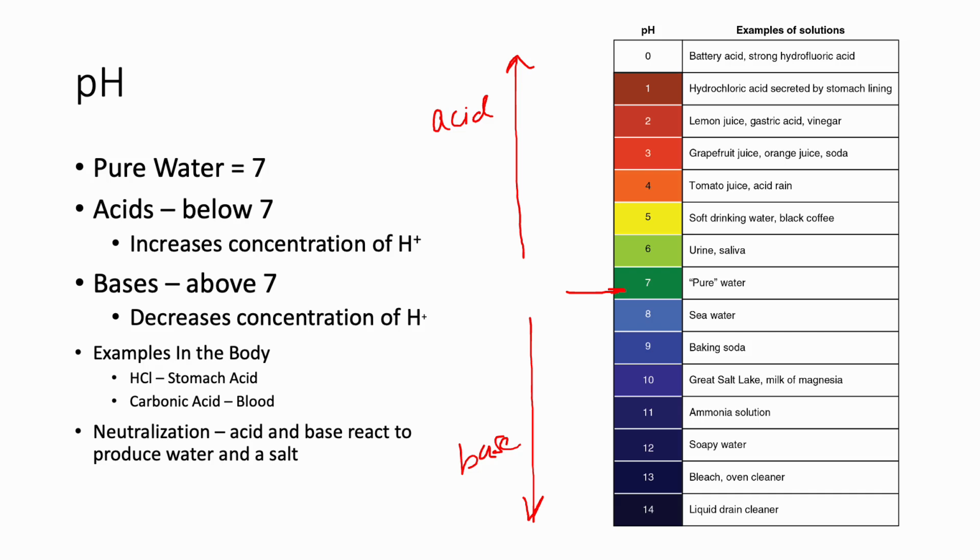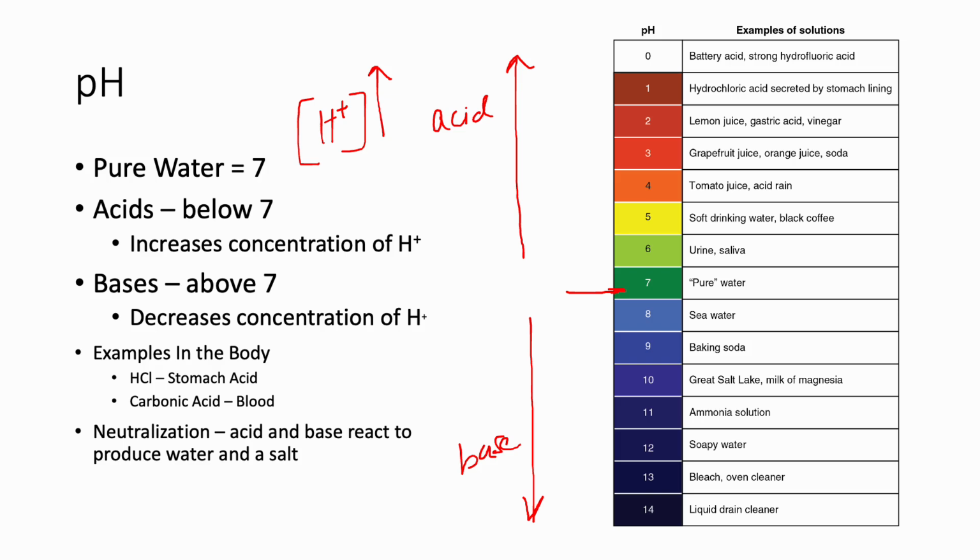Now, we just talked about hydrogen ion concentration, and we said that pH is a numerical value related to the hydrogen ion concentration. So what that means is, as the hydrogen ion concentration increases, the pH decreases. So in other words, pH 14 is the lowest concentration of hydrogen ion. And then as we get lower and lower towards 0, we have higher and higher concentrations of the hydrogen ion.